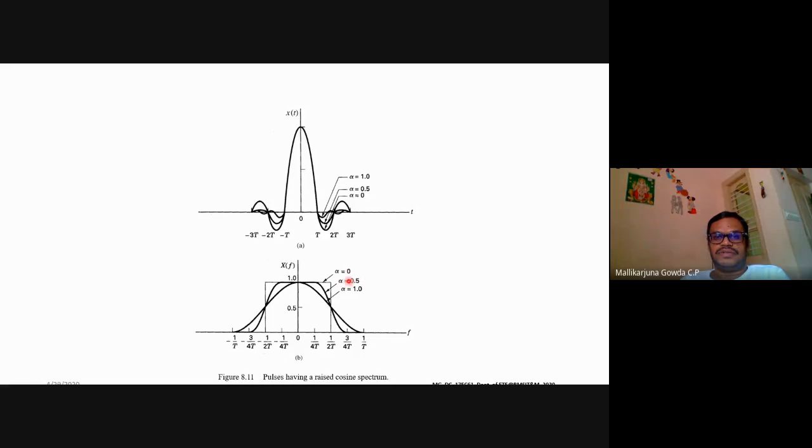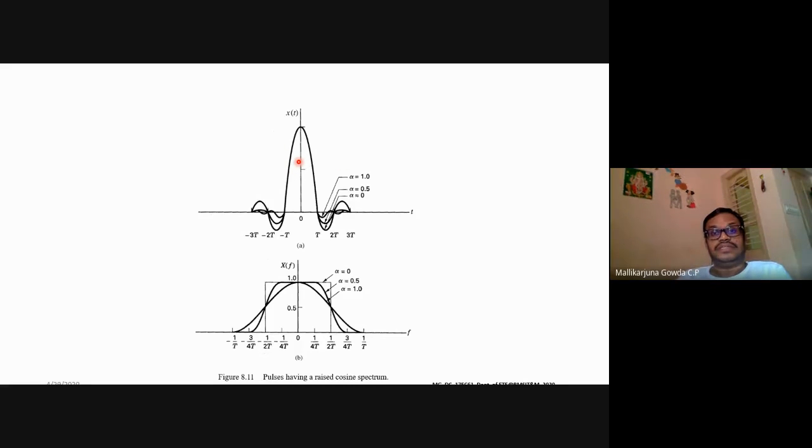Okay. So shown here are the alpha equal to 0 case, the alpha equal to 0.5 case, and the alpha equal to 1 case. Alpha equal to 0 is ideal, like a square wave. For alpha equal to 0.5, there is an excess bandwidth of how much? 50%. And when alpha is 1, the excess bandwidth is 100%.